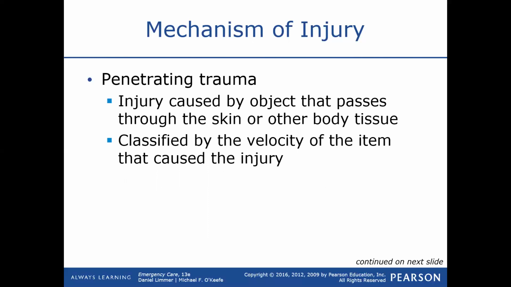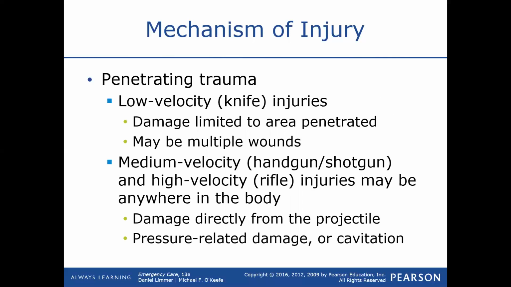Okay. Penetrating trauma, by definition, is an injury caused by an object that passes through the skin or other body tissue. Okay. Classified by the velocity of the item that caused the injury. Okay. So we're talking about knife injuries and gunshots, things of that nature. Low velocity penetrating trauma would be knife injuries, because it only has as much velocity as a person is able to expel.